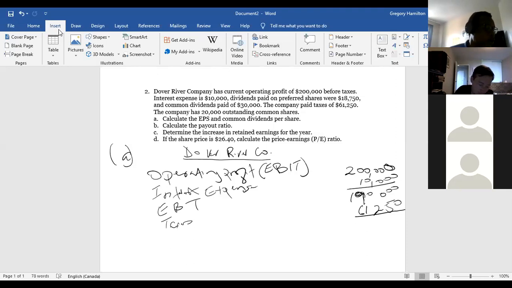So we now have earnings. What kind of earnings do we now have? Earnings after taxes. So earnings after taxes would be 128,750. Okay, what next do we have?